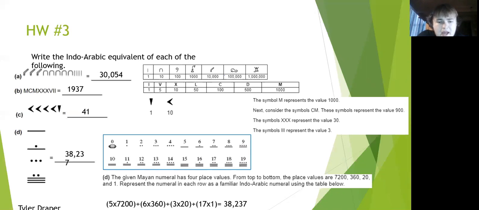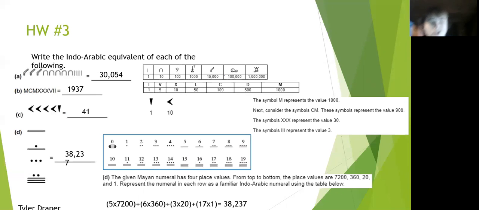Now D, this one's very tricky, and I'll go over this one extensively with you. The given Mayan numeral has 4 place values. From top to bottom, the place values are 7,200, 360, 20, and 1. Represent the numeral in each row as a familiar Indo-Arabic numeral using the table below. Most importantly, this symbol on the very top represents the 7,200 place value. This one 360, this one 20. So what does this one equal? That's right. As given, it equals 1.